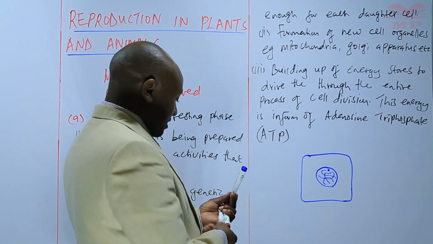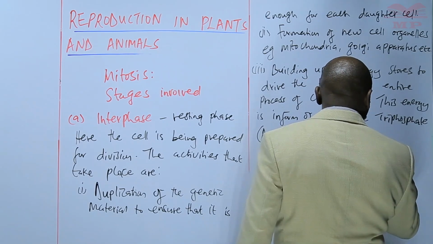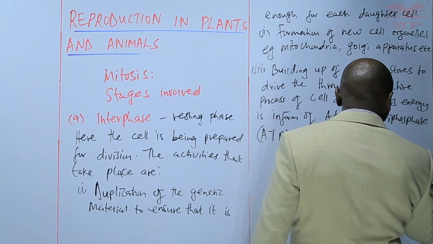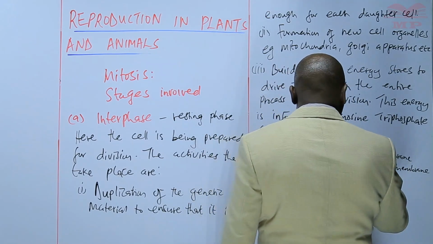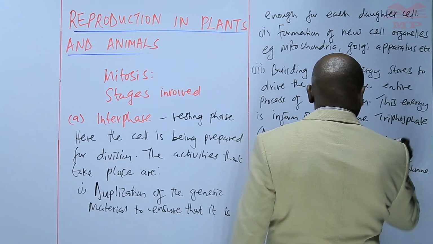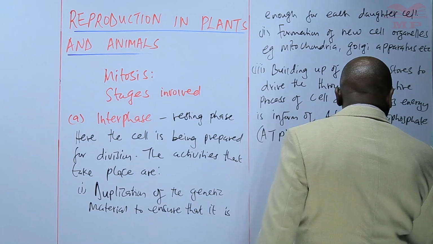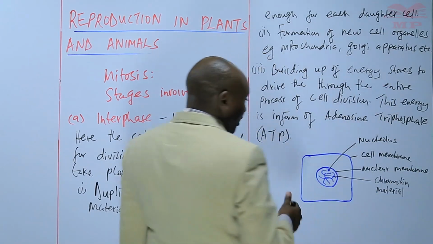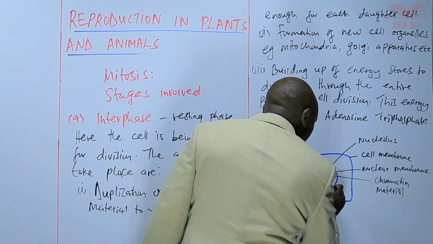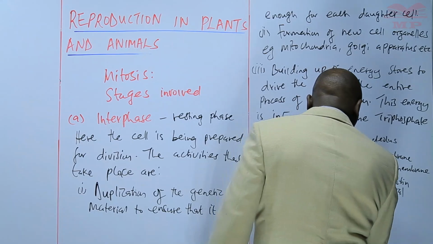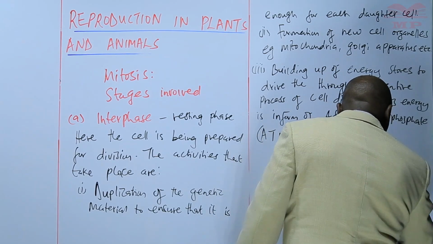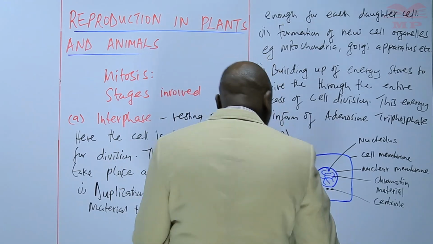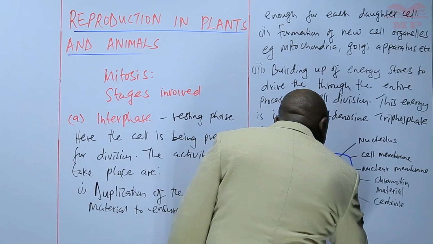So basically what you are saying, we have the cell membrane, and this is the nuclear membrane. We have the nucleolus. The fibers that are inside there, we refer to them as the chromatin material. And then on one side of the nuclear membrane, we have what we call the centrioles. So we have one is a centriole. So we have the centrioles there. So basically, we can say that this is a cell at interphase.